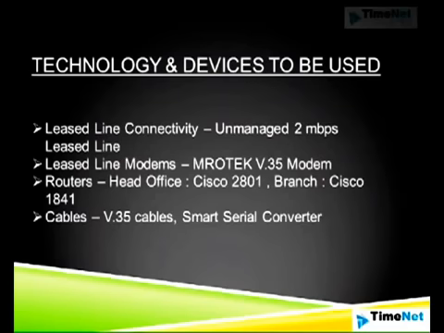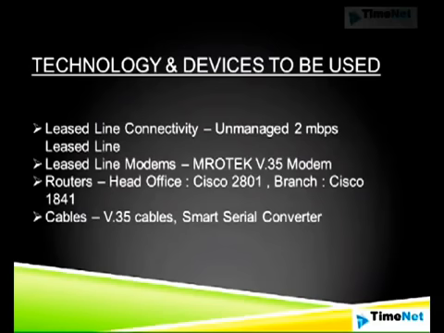Now what concerns us is routers. We are using Cisco ISR series routers both at head office and branch office. For head office, we use Cisco 2801 ISR router, and for the branch office, we use a Cisco 1841 ISR router. Besides, we need V35 cables, smart serial converters and patch cords to complete the physical connectivity. Now let's have a look at these things in detail.